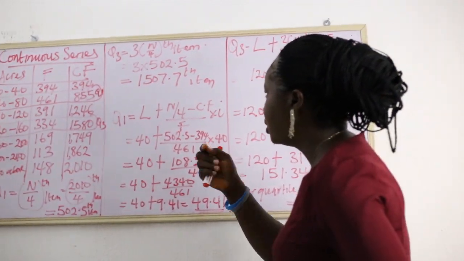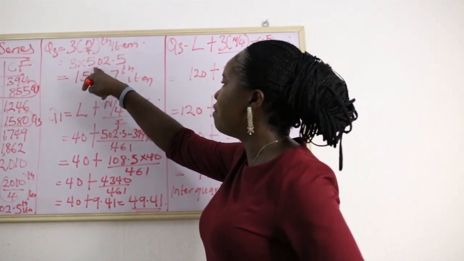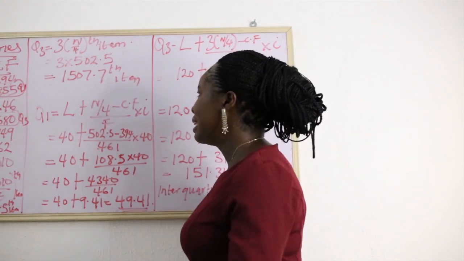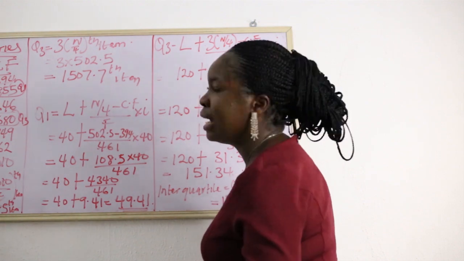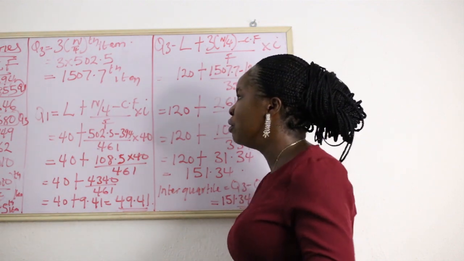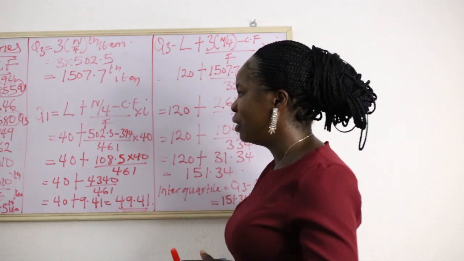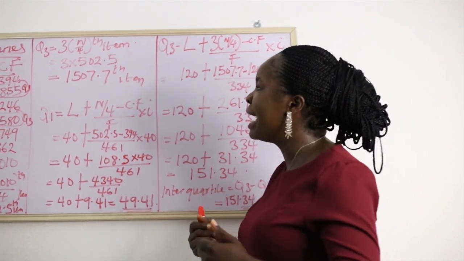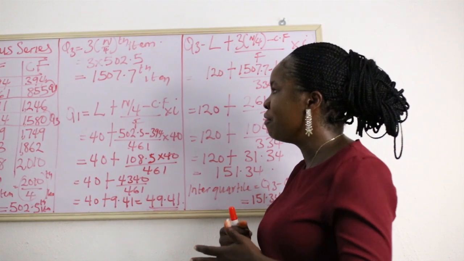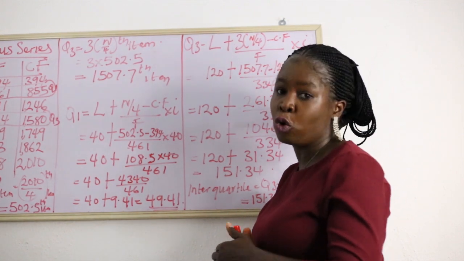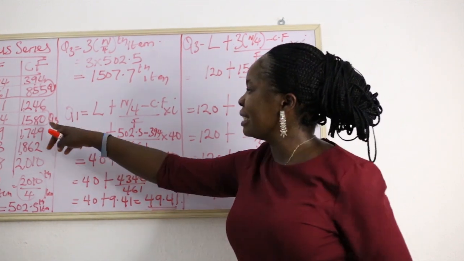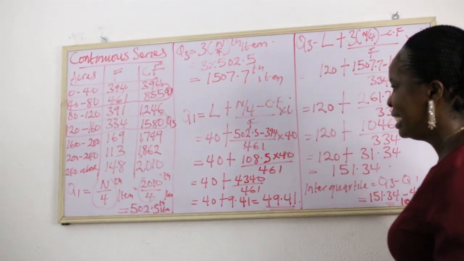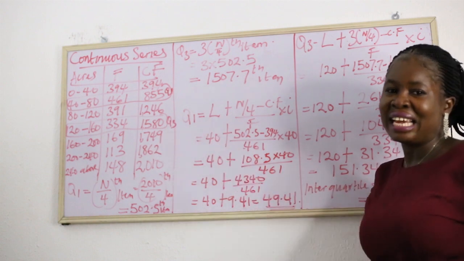Then for Q3, since we know the value of n over 4 to be 502.5, we just say 3 multiplied by 502.5, that is 1507.5th item. We are still going to look at the acres where 1507.5 can conveniently sit, and that is 1580. That is where Q3 lies.